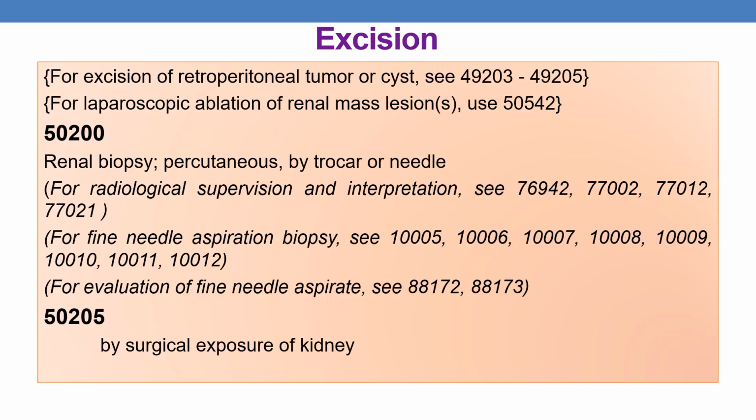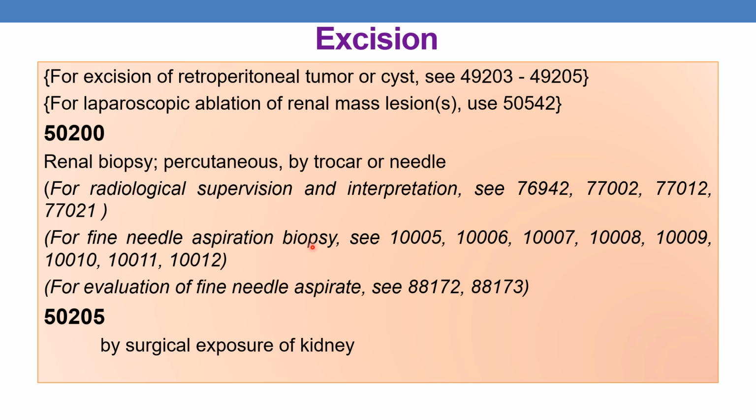Coming to excision CPTs. Before going into these CPTs, for excision of retroperitoneal tumor or cyst, you need to refer 49203 to 49205. And for laparoscopic ablation of renal mass lesion, you need to use 50542. Here, the first excision CPT is 50200. Renal biopsy percutaneous by trocar or needle. And for radiological supervision and interpretation, you need to refer 76942 or 77002, 77012 and 77021.